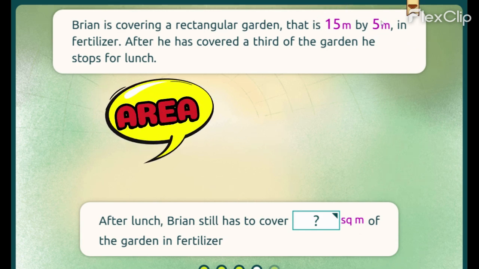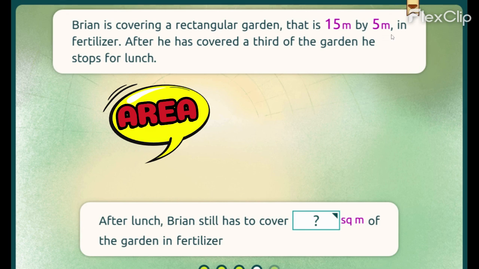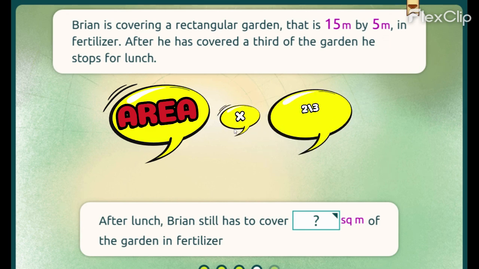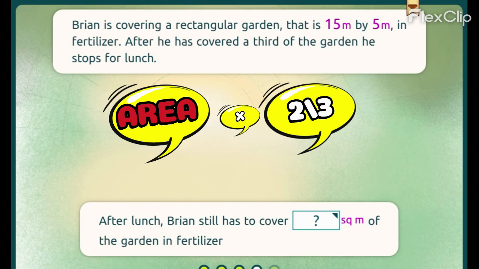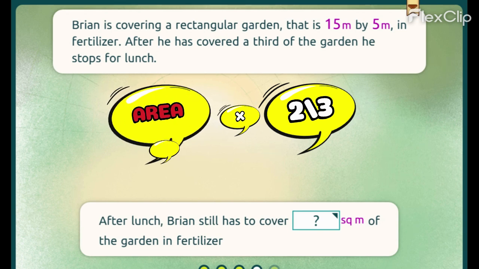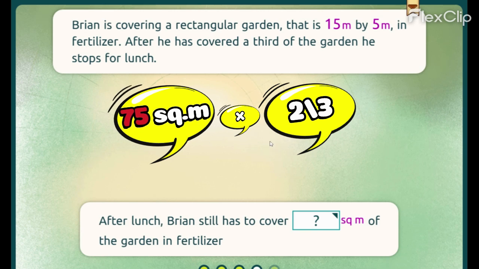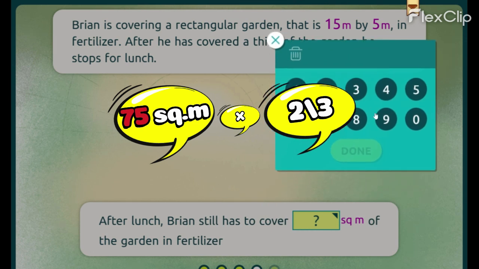We need to take the whole area, which is 75 square meters, and multiply it by 2/3. The easier way to do it is to multiply 75 by 2 and divide by 3. 75 multiplied by 2 and divided by 3. 75 multiplied by 2 is 150. And we can easily divide 150 by 3. The answer is 50 square meters. That's right.